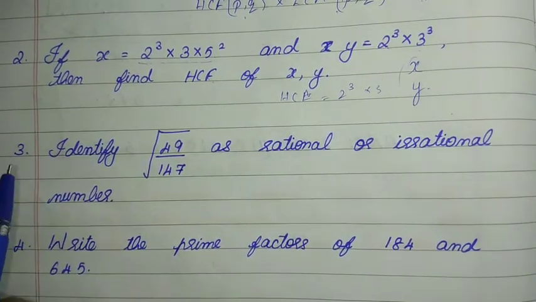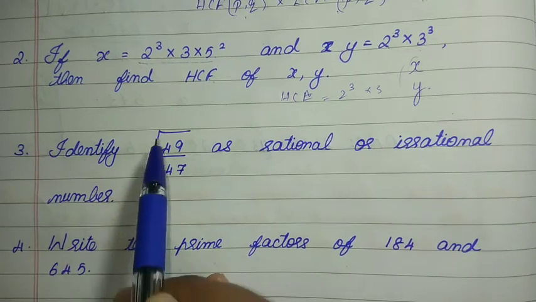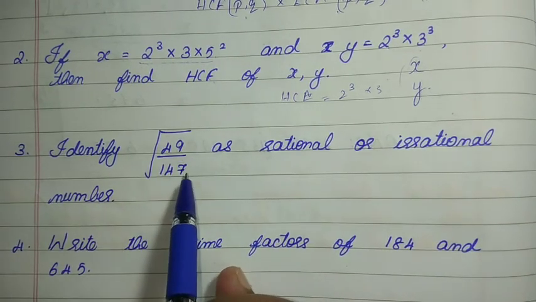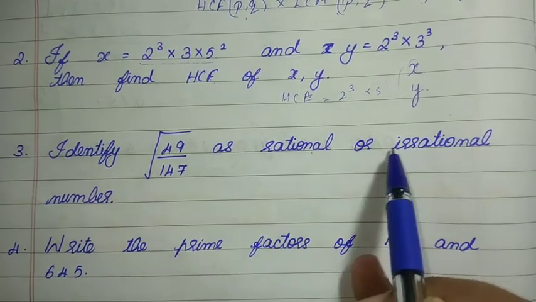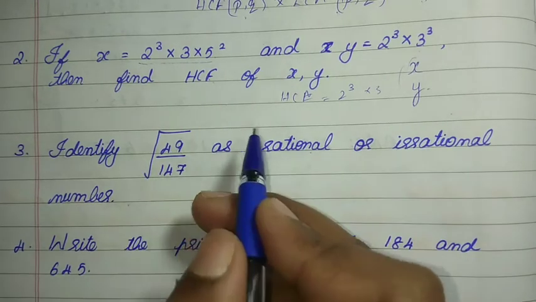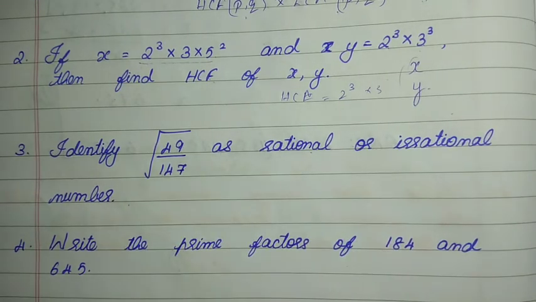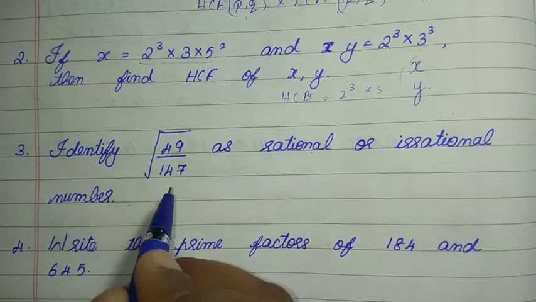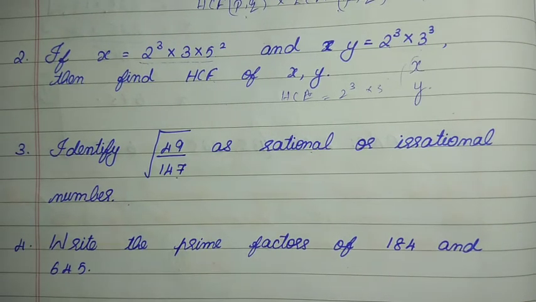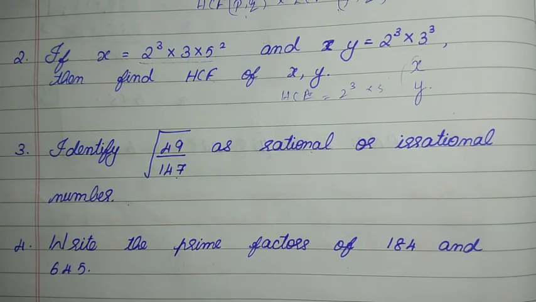That's it. Question 3. Identify root of 49 divided by 147 as a rational or irrational number. So you will take the root of this and find whether it is rational or irrational. If it contains a root, then it is called irrational. If it does not contain any root, then it is a rational number.